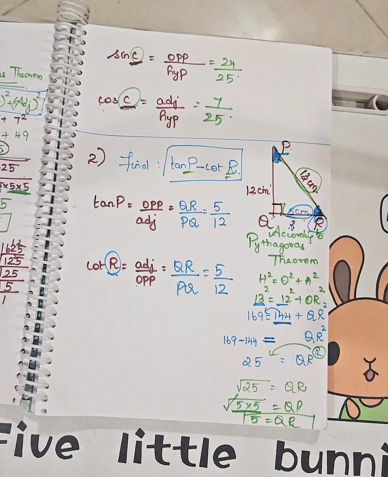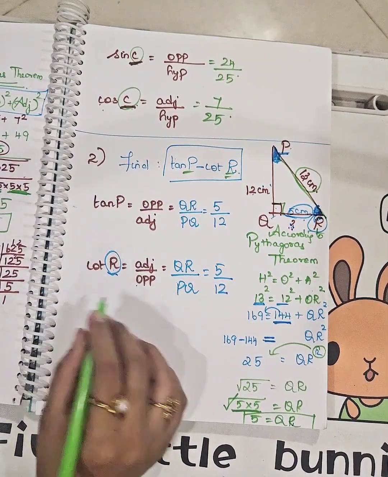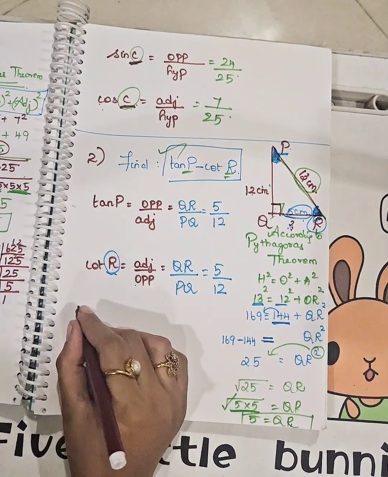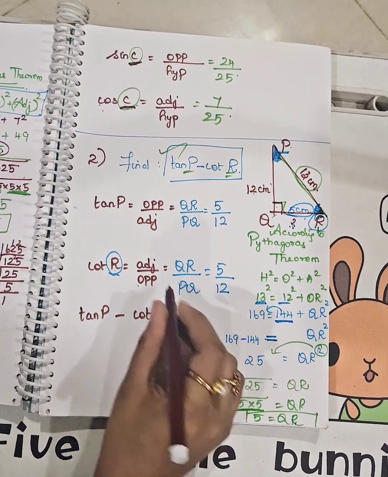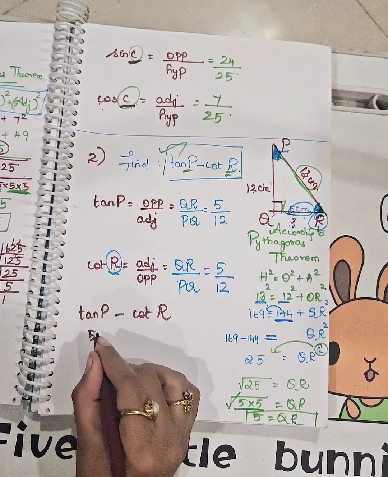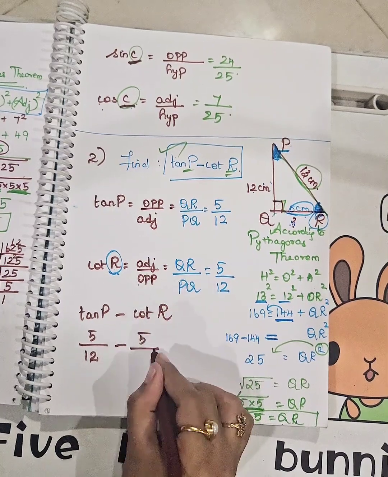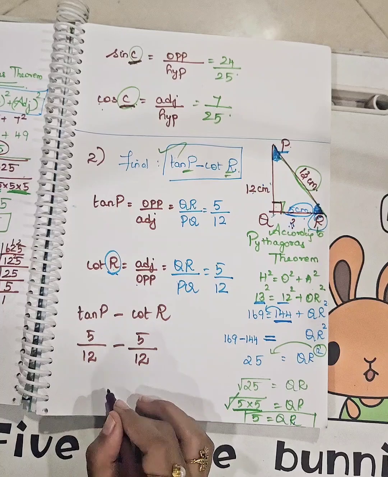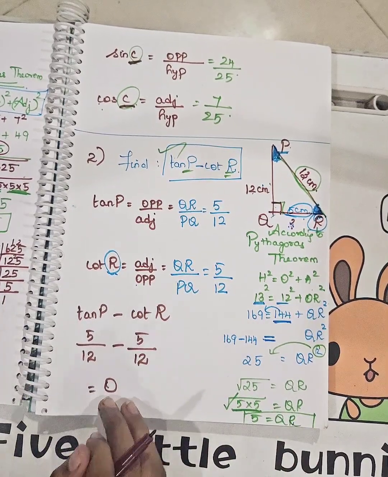Very, very simple. But what are they asking for? Just tan P and cot R? Are they asking for the answers for that? No. They are asking us to find this, which is tan P minus cot R. So what is the answer for tan P? 5 by 12. Minus cot R, 5 by 12. So 5 by 12 minus 5 by 12 will give you 0. So the answer for the second question is 0.